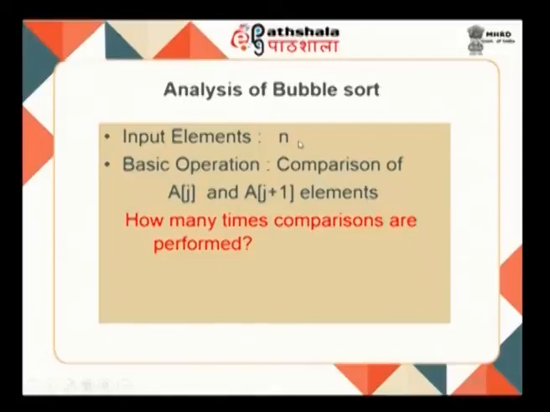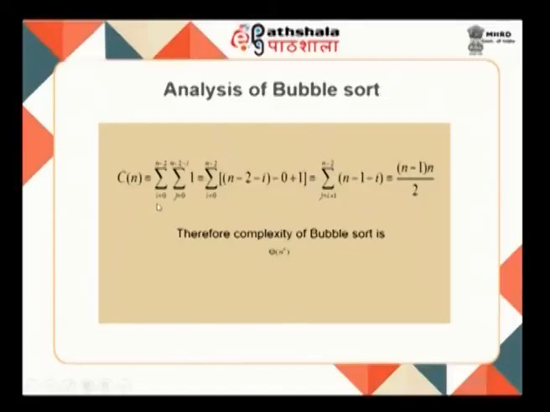The number of input elements is going to be n, and I am going to use the base operation of comparison of a[j] and a[j+1]. Now the question is how many times this comparison is carried out. I can proceed further. This is the loop which we have started for i, from 0 to n minus 2, and this is the inner loop which we have started from j equal to 0 to n minus 2 minus i. Inside that we are going to make a comparison, therefore it is going to be 1.